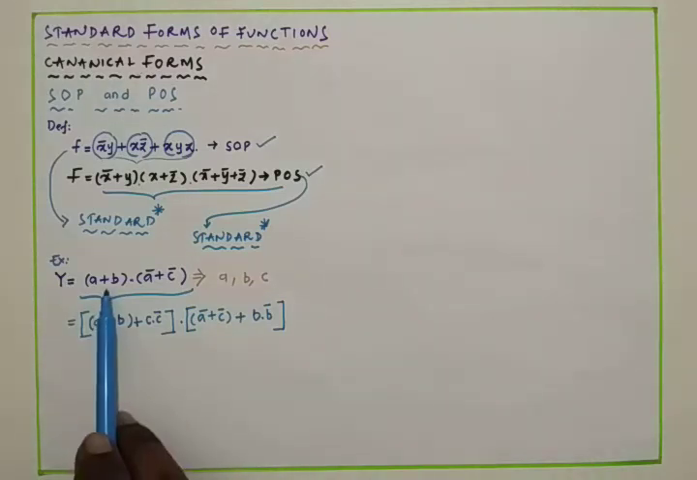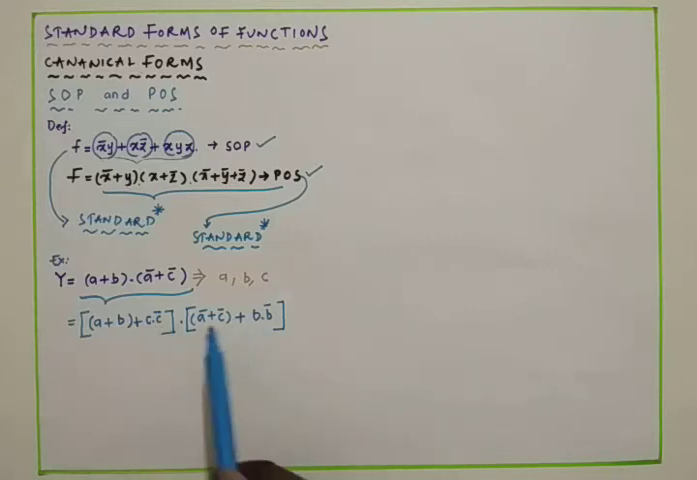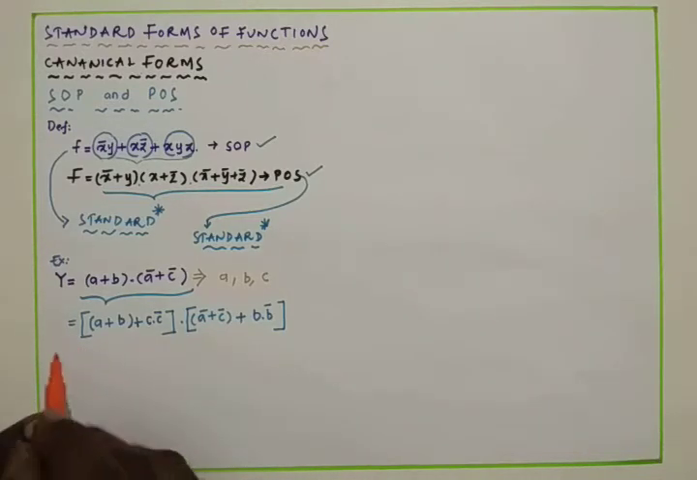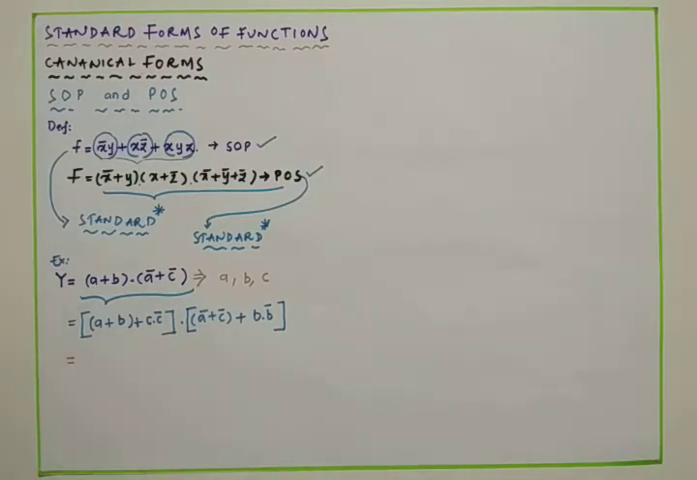So A plus B, we have added plus 0 in terms of C, and A bar plus C bar, we have added plus 0 in terms of B into B bar. We didn't change any value of the expression; it is simply converted into another form. Now I am applying the distribution law to get the standard form.